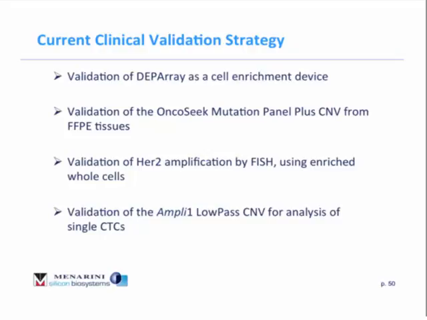really a four-pronged attack. We're going to attempt to validate the DEPArray as a cell enrichment device, looking at the performance characteristics of the device itself. We're also validating the OncoSeek mutation panel, including CNVs from FFPE tissues. We have successfully validated a HER2 amplification assay by fluorescence in situ hybridization using enriched disaggregated whole tumor cells. And we're also validating their Ampli1 Low Pass CNV for analysis of single cell CTCs.